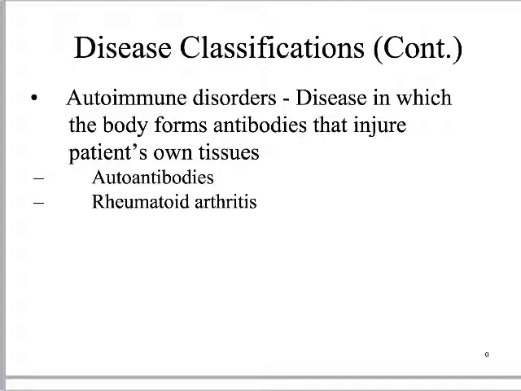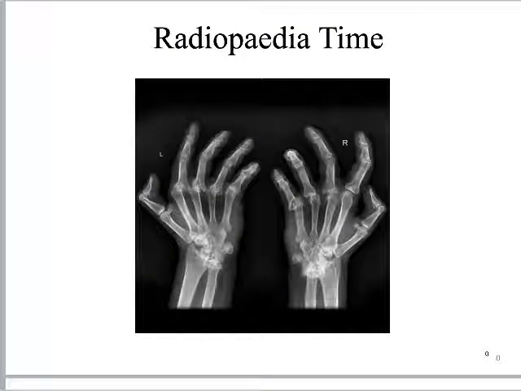Autoimmune disorders, disease in which the body forms antibodies that injure the patient's own tissues. A great example of this is rheumatoid arthritis. Another example would be something like HIV and AIDS. But here is a classic example of rheumatoid arthritis. So what do we see on this image?